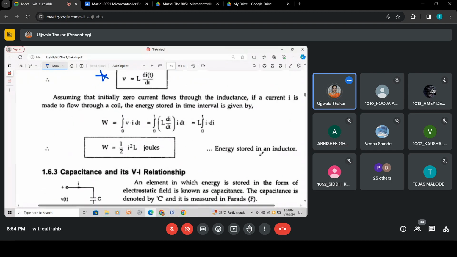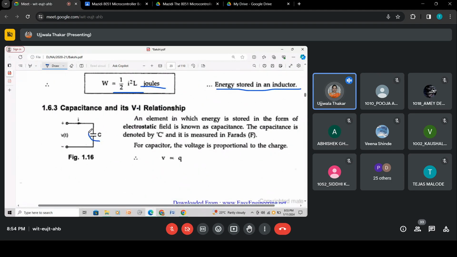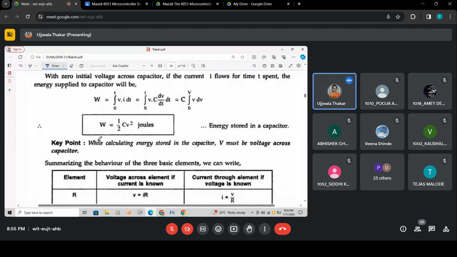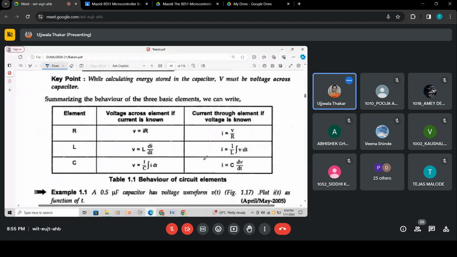Okay, power, energy stored in the inductor. Okay, this is capacitance. Capacitor voltage is associated with charge. Okay, this is the relation: I is equal to C dV by dt. Power is 1/2 C V squared. Okay.